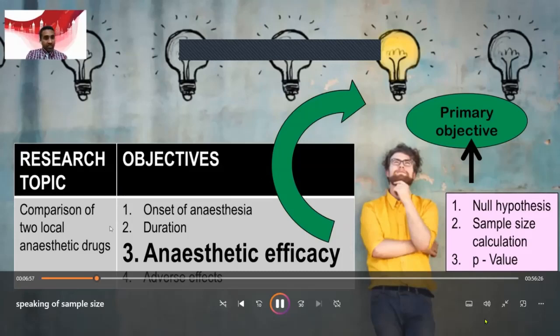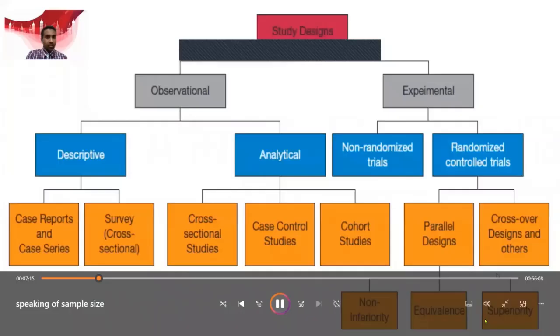Remember, for all the secondary objectives, it is better to mention the mean and standard deviation. No need to mention your p-value because we are not stating any hypothesis per se. Why do you want to mention your p-value for your secondary objectives? It's not necessary. So, for the primary objective, we need to give null hypothesis, sample size calculation, p-value. That's it. And once you choose your primary objective, choose the study design from your epidemiological chart.